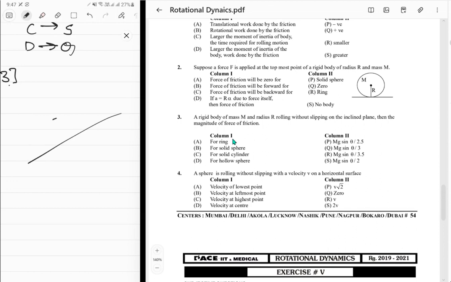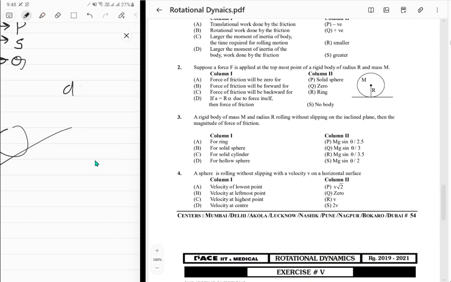Wait a second, how can it not accelerate though? Oh, okay, so yeah, it can accelerate and still roll, right? It's not uniform rolling, but it is rolling in the end. So for that, all you really need is a equal to alpha R. Oh yeah, the D option of the second question was different. There, a equal to alpha R was due to the force itself, so if friction was absent, it would still roll. In this question, it's different. There is friction and a is equal to alpha R. Fine.